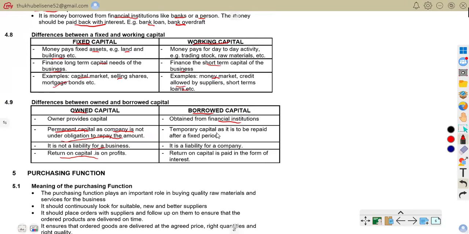It is a temporary capital as it is to be repaid after a fixed period. So you know it must be repaid. For example, a business repays a loan in 5 years. This one is a liability, unlike owned capital. This one is a liability for the company, because, for example, the business owes the loan today to the bank.